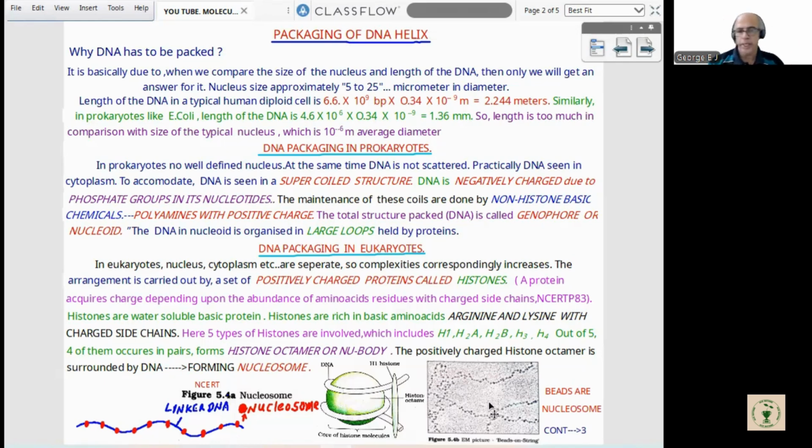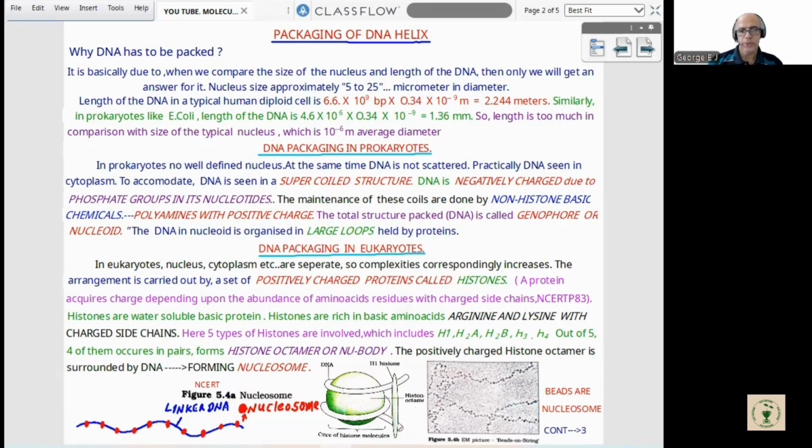This is another NCERT diagram. And here you can find certain beads. That is a usual question, what the bead stands for. Bead stands for nucleosome. Nucleosome means the entire structure, the positively charged histone octamer surrounded by DNA. I think that is clear. Again, important from the exam point of view, theory, entrance, NCERT topic.